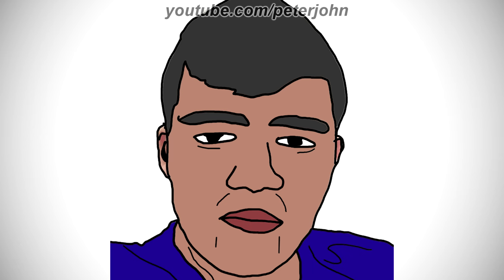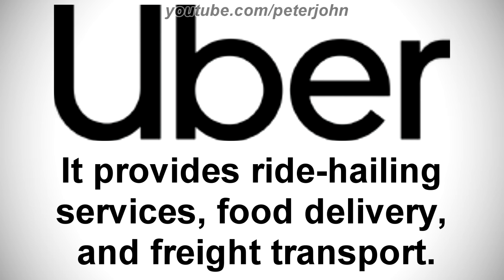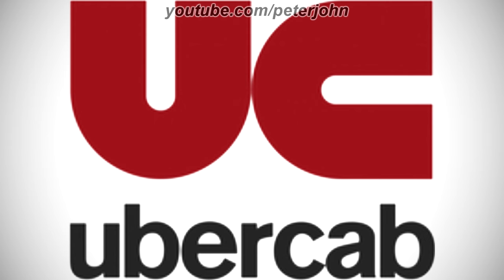Okay, now I'm gonna talk about Uber. It is a San Francisco-based company that provides ride-hailing services, food delivery, and freight transport. 2009 to 2010, here we have the logo of the first Uber's name, UberCab. There are the red letters U and C, and under them there is the word UberCab in gray text.